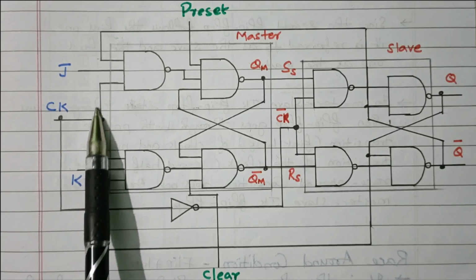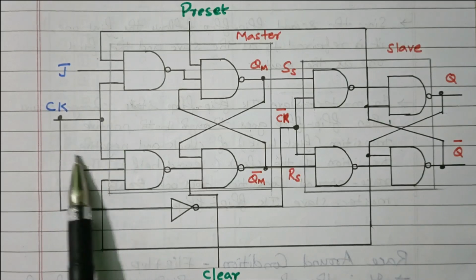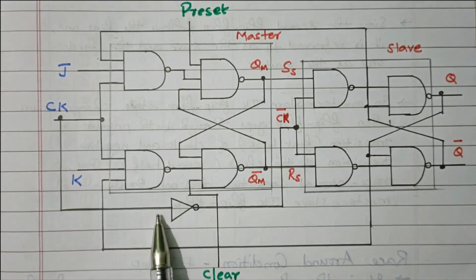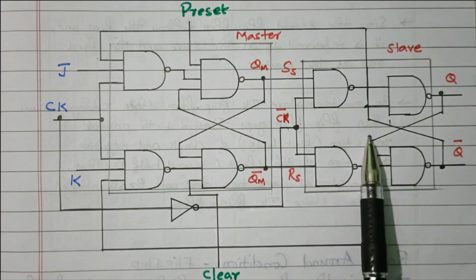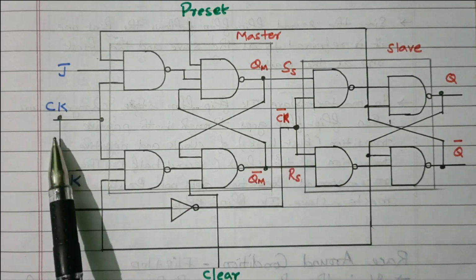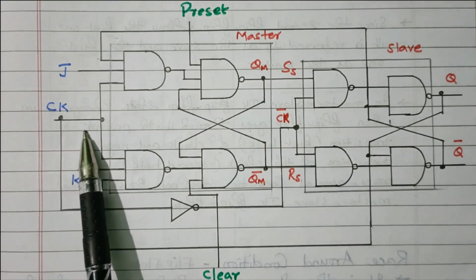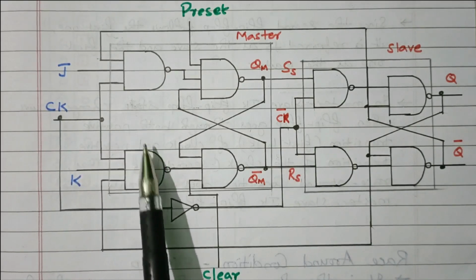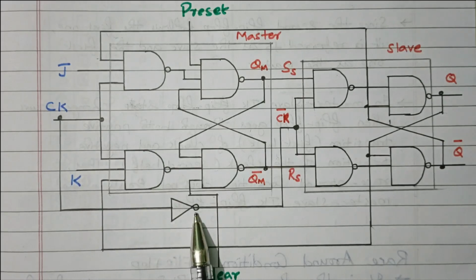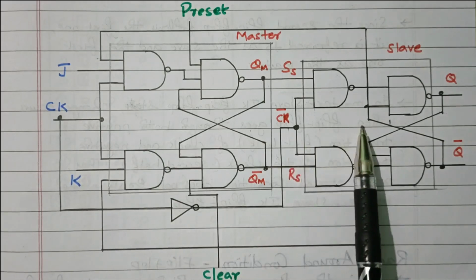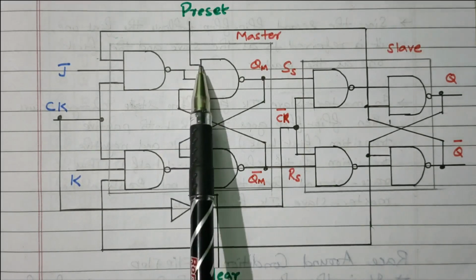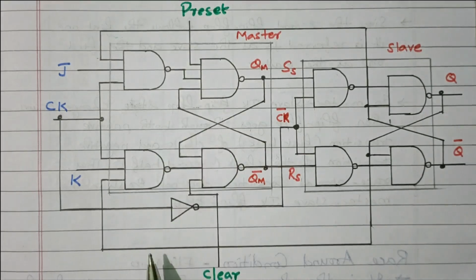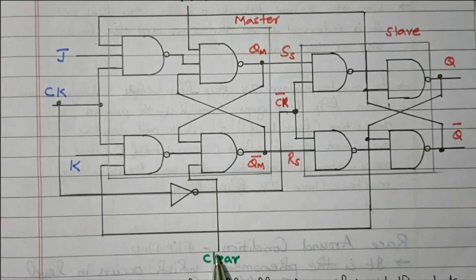The clock pulse is given to the first flip flop, master. Then that same clock pulse is given through the NOT gate to the second flip flop. So the inverted clock pulse is given to the second flip flop, slave. So it is nothing but positive edge triggered by the first flip flop, and because of the inversion, negative edge triggered by the slave flip flop, the second flip flop. Then here the preset is available. We can preset. Similarly here clear is available.